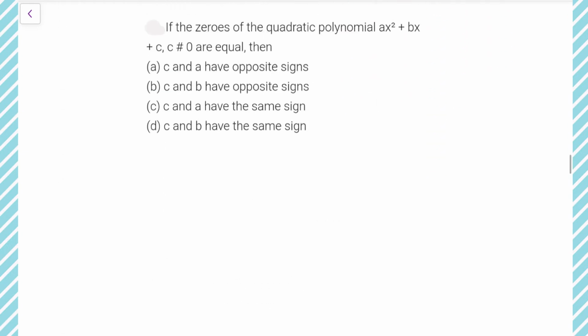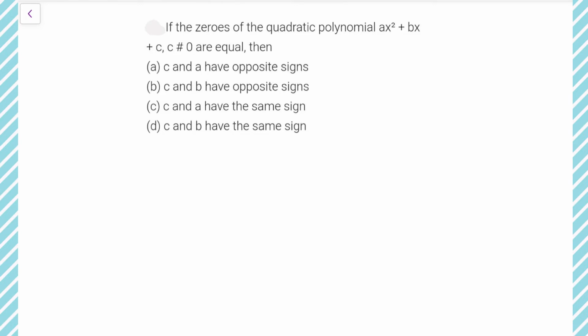Next, if the zeros of the quadratic polynomial ax square plus bx plus c are equal, then just now only we discussed this one. Actually what happened is by copying these questions, maybe by mistake I copied the same question twice, so just please forgive me for that.